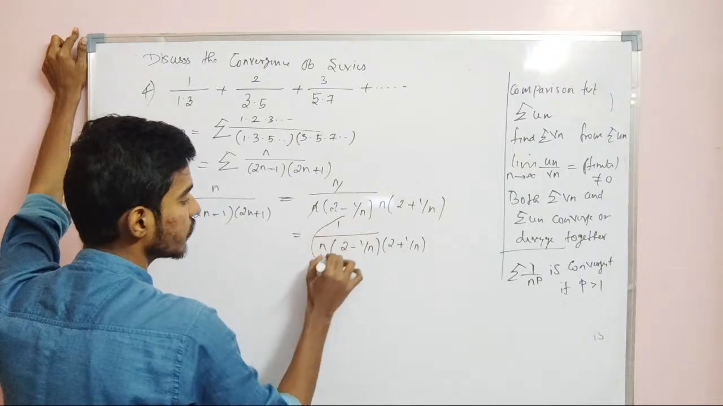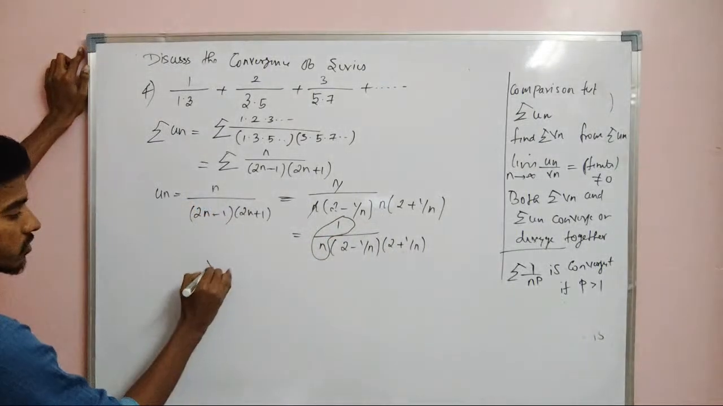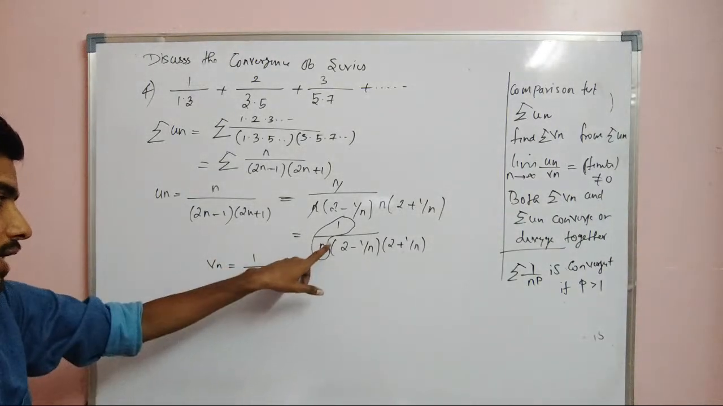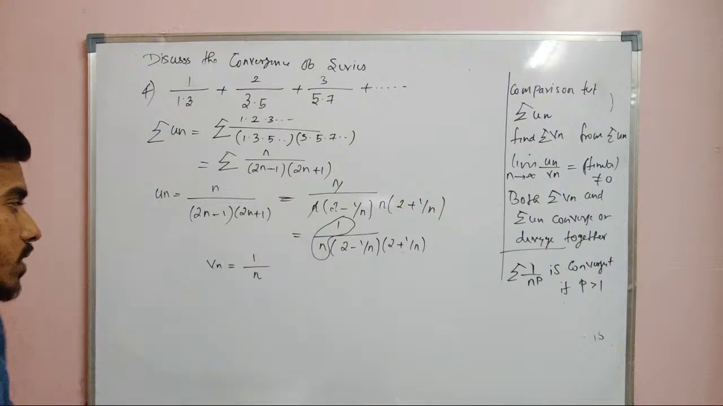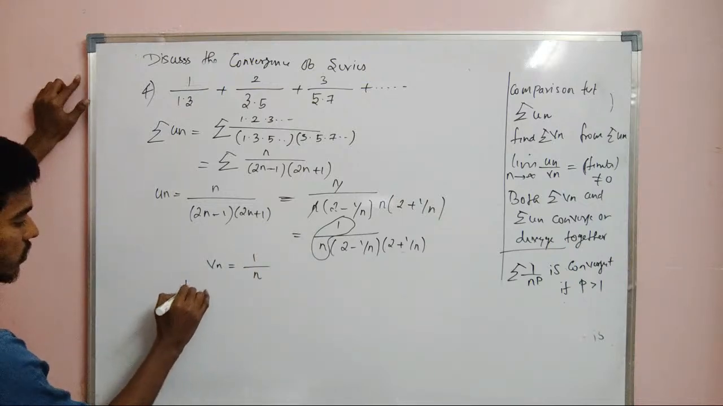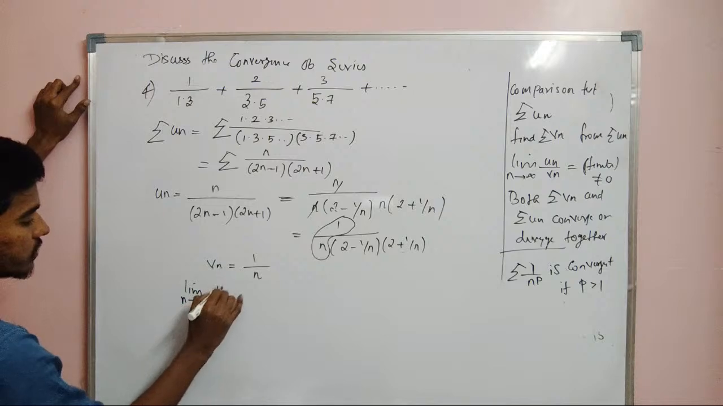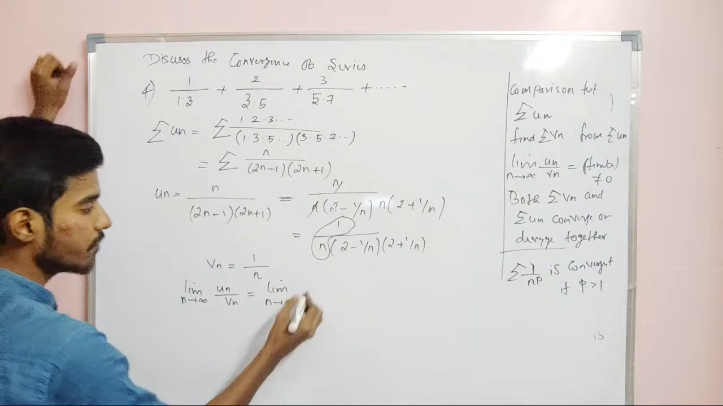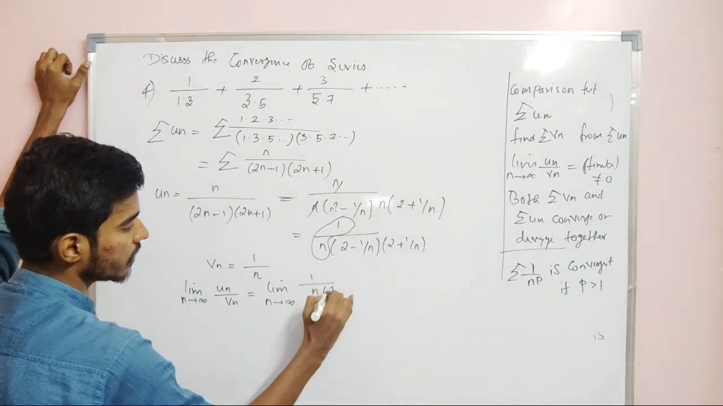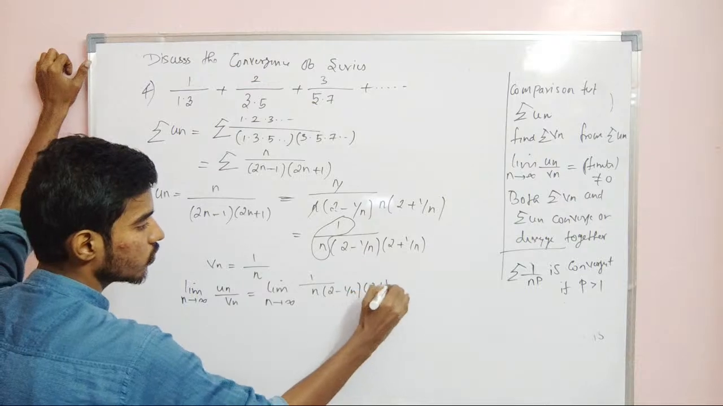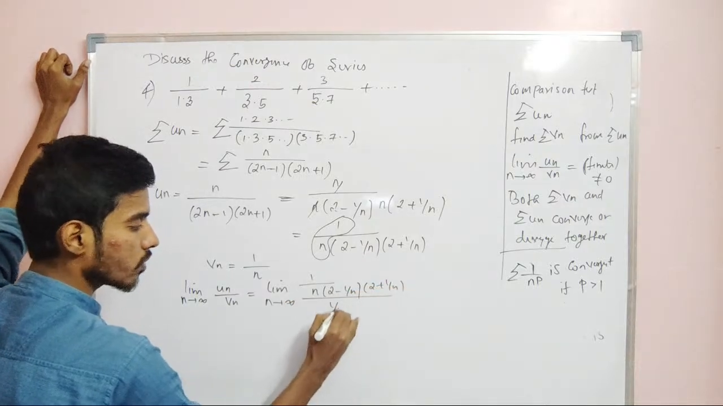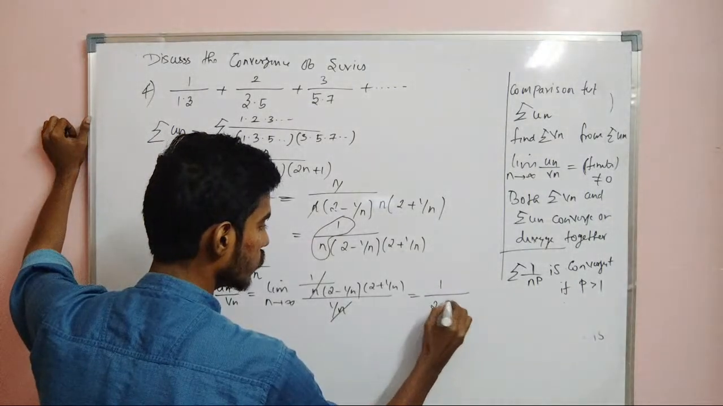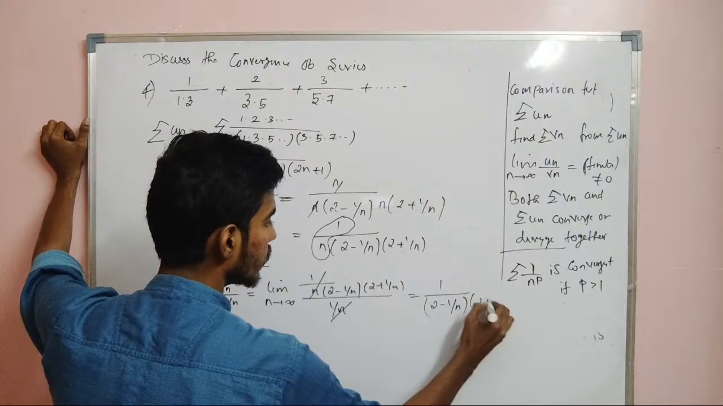Now always take vn as 1 by n power p. So just take vn is equal to 1 by n, right? The previous terms we would have 1 by n square, 1 by n cube and so on. Here we will have 1 by n. Now what about limit n tends to infinity, un by vn? It is nothing but limit n tends to infinity, our un is 1 by n, 2 minus 1 by n, 2 plus 1 by n divided by 1 by n. So this 1 by n will get cancelled. So we will have 1 by 2 minus 1 by n into 2 plus 1 by n.